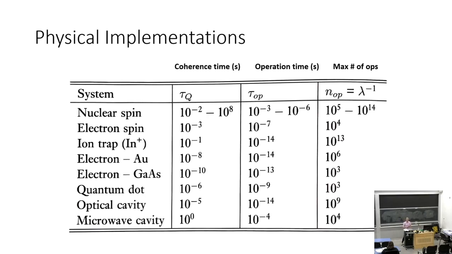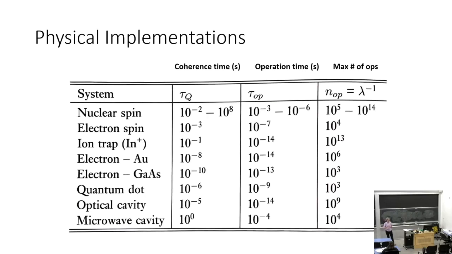We have the time for which the system remains quantum mechanically coherent, that's listed here as T sub q, and the time it takes to perform elementary unitary operations or transformations that involve at least 2 qubits, that's listed here as T op. And then the number of operations is just dividing those two things. And so you can see that these numbers vary pretty widely.